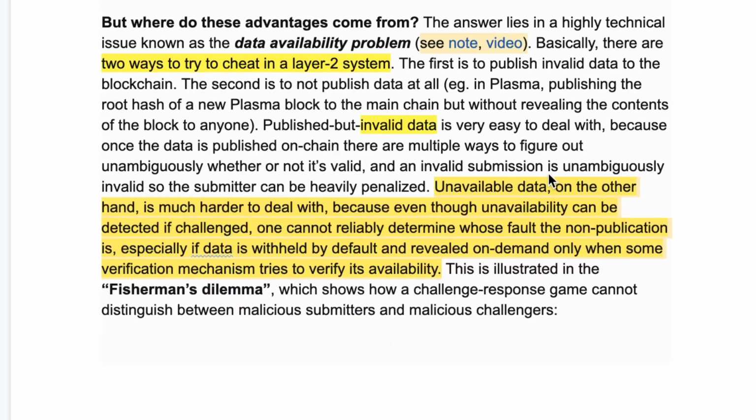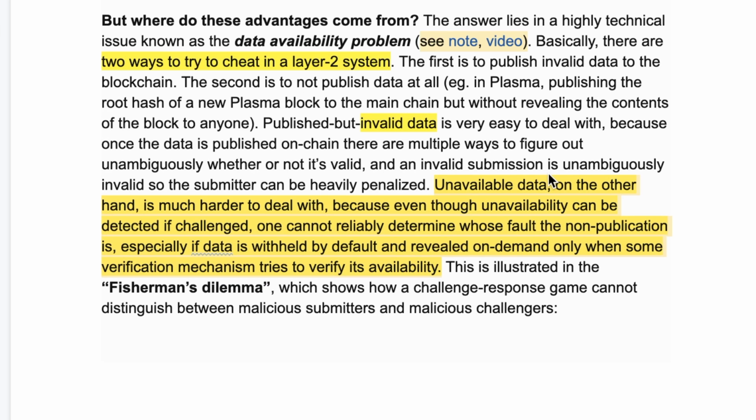Now, if we look at where the advantages come from for optimistic rollup, a side note, I think it would be very good if you look at Vitalik Buterin's video because he explains the very complex problem of data availability in the video, and the link is down below. And here he goes over how there are basically 2 ways to cheat in a layer 2 system. The first way will be with invalid data to the blockchain, and the second is with unavailable data.